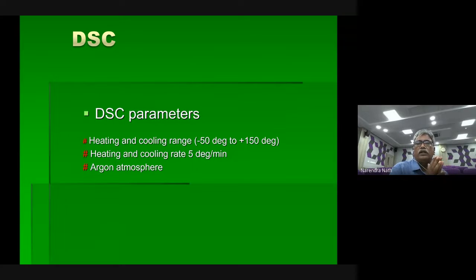is the heating and cooling range. Okay. Normally DSC was room temperature to higher temperature. They are doing, say, suppose 30 degrees centigrade to say 200 degrees. So it is not an issue at all. When you want to go for negative subambient temperature, then the problem comes.